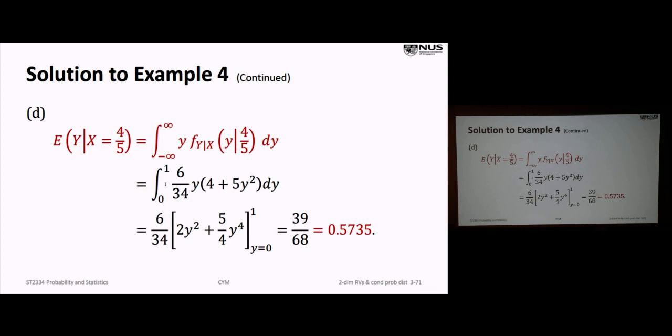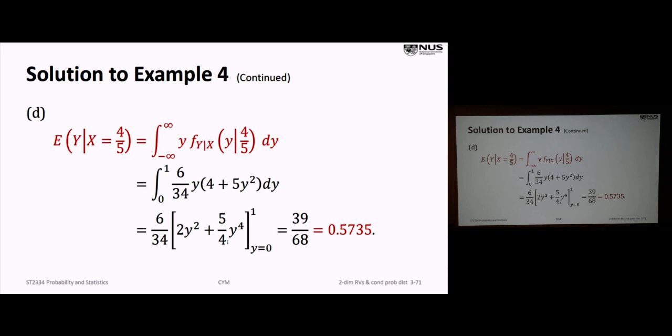Okay, and now what we're doing is computing this integral with respect to y over the interval 0 to 1. Remember that in this case we are going to get a number, it's an expectation, expectations are constants. So we take the factor 6 over 34 outside, the integral of 4y is y squared times 2. The integral of 5y to the power of 3 is 5 times y to the 4 over 4. And this thing is integrated over the region 0 to 1.